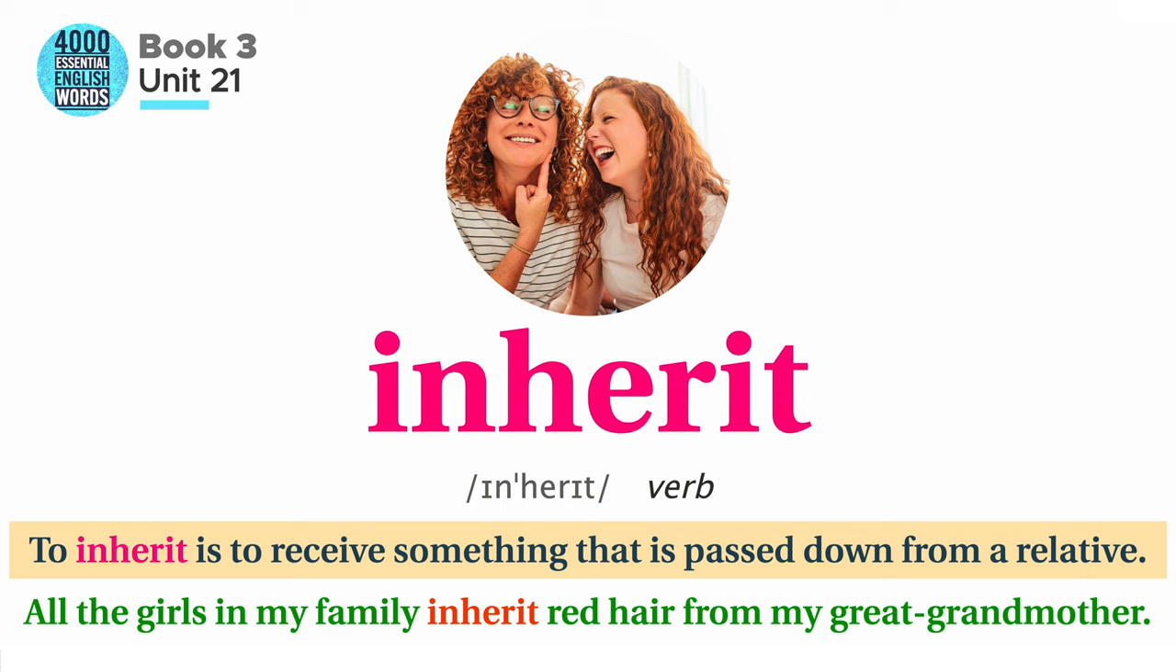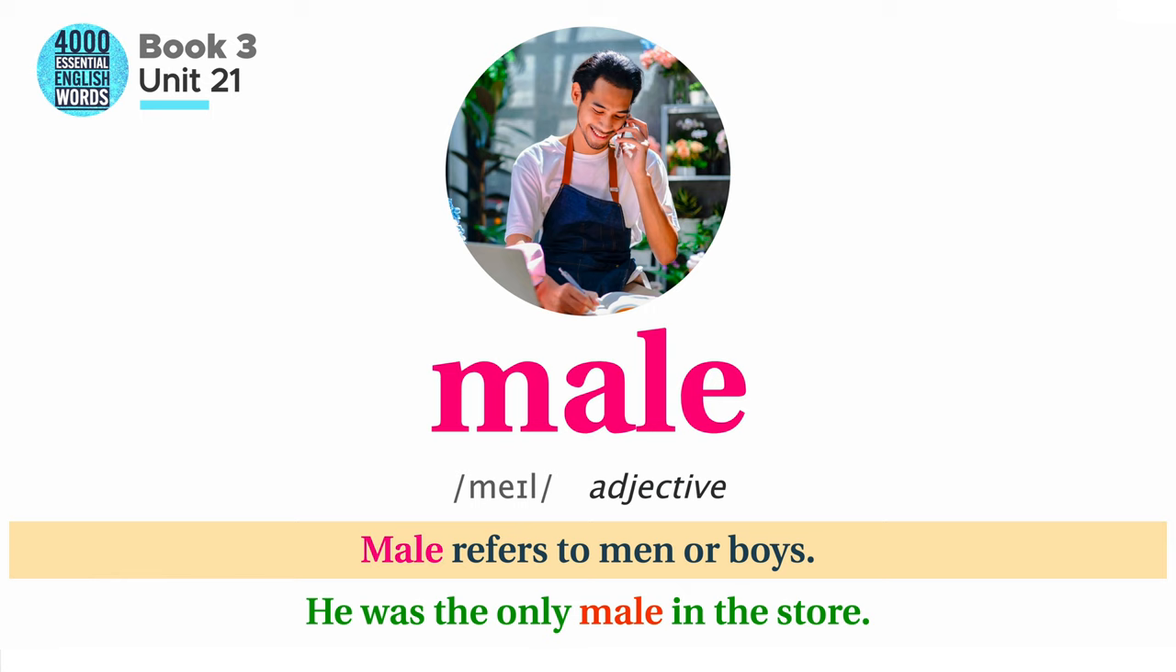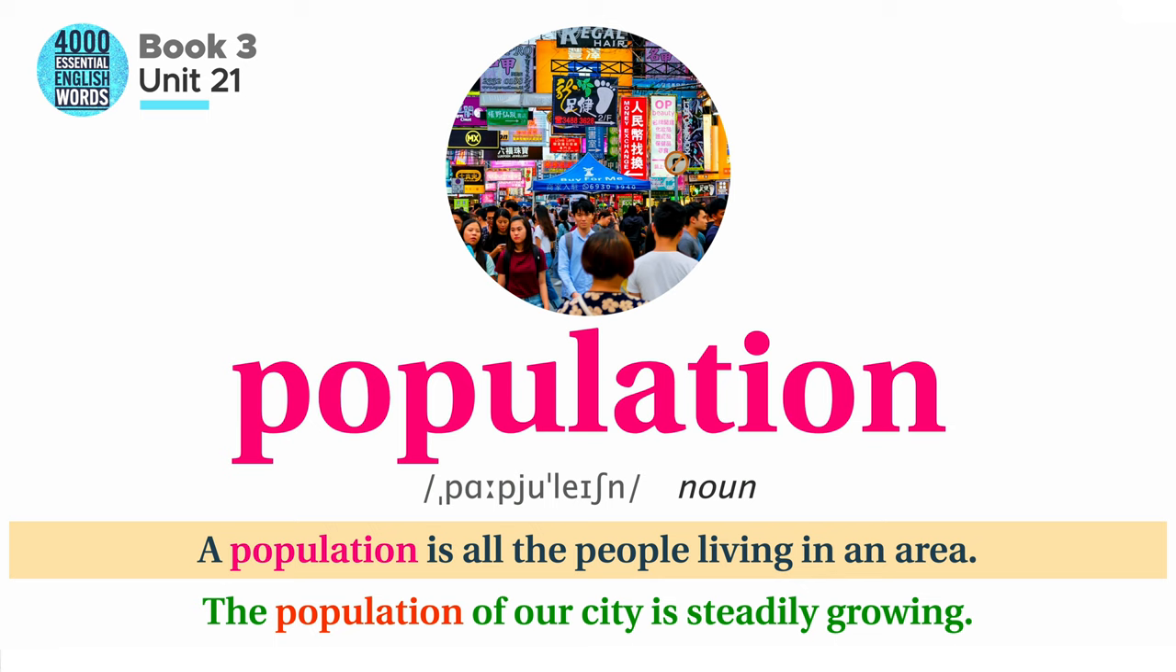Link. A link is a connection to something else. The two lines in the poem share a common link. Male. Male refers to men or boys. He was the only male in the store. Population. A population is all the people living in an area. The population of our city is steadily growing.